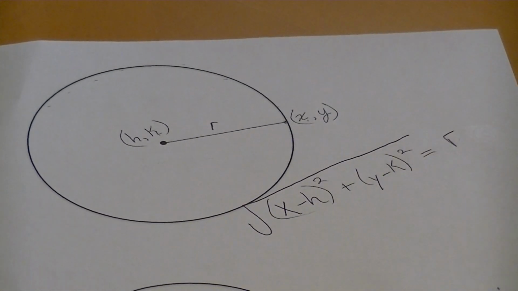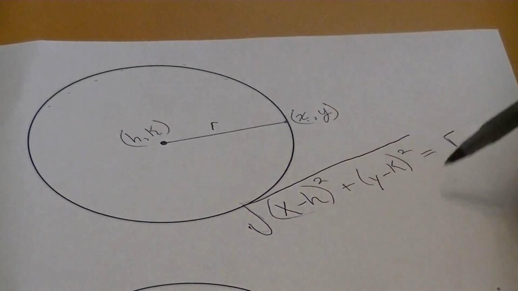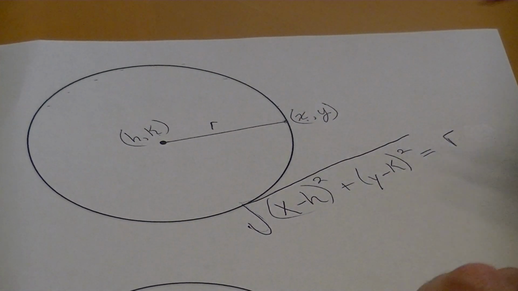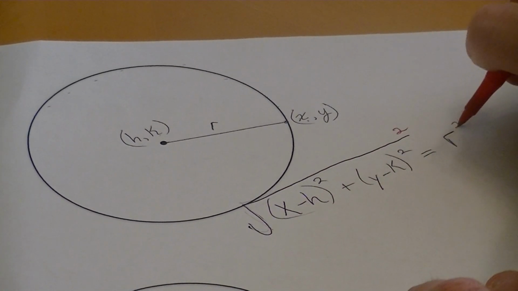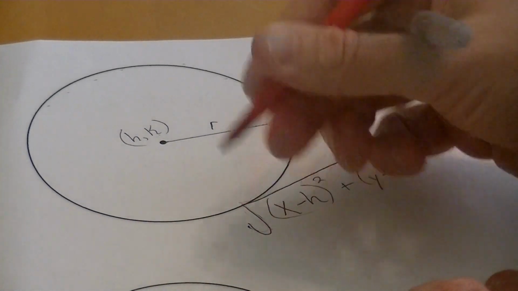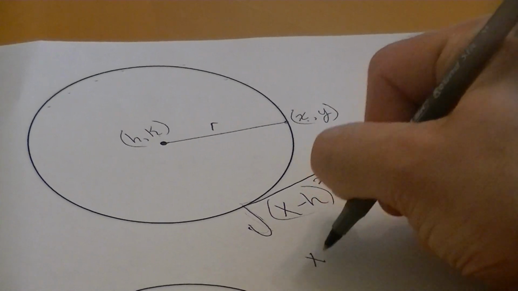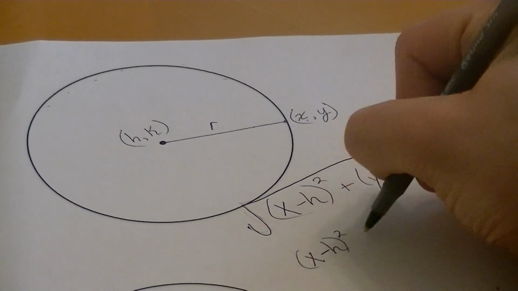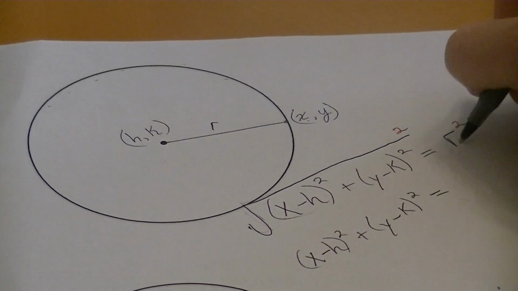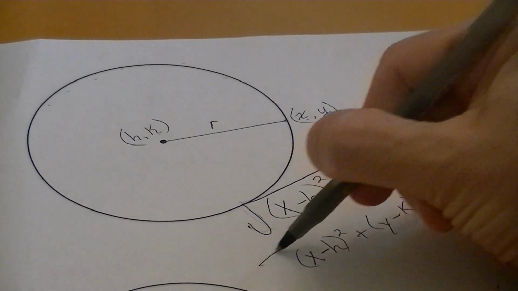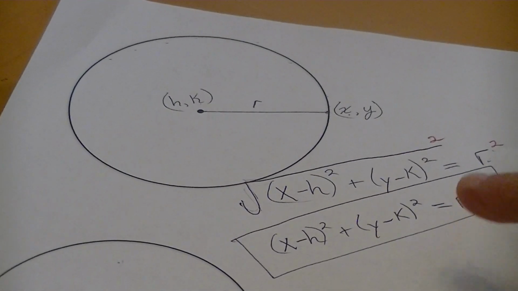The reason I almost forgot my radical is it's not usually written this way. Nobody likes this big ugly radical here. Usually it's written without that, and the way we would get rid of that is we would put a square on both sides, because that square and that radical are inverse operations that will undo each other. So the left side becomes x minus h squared plus y minus k squared equals r squared. This is how it's normally written. This is called the standard form for the equation of a circle.